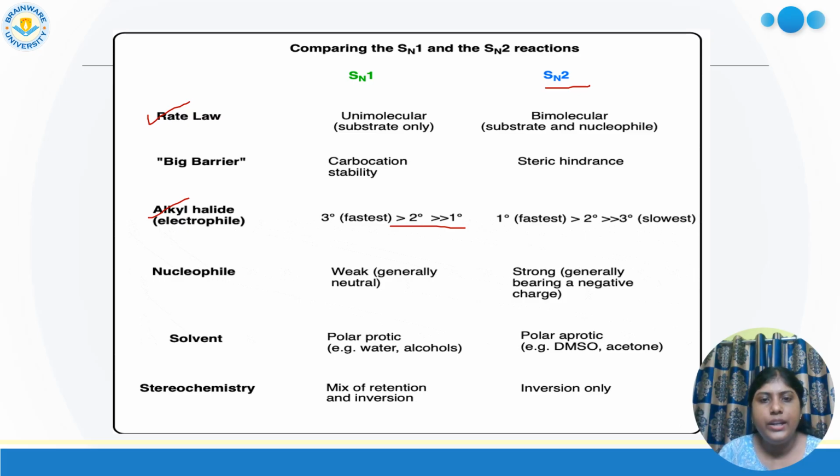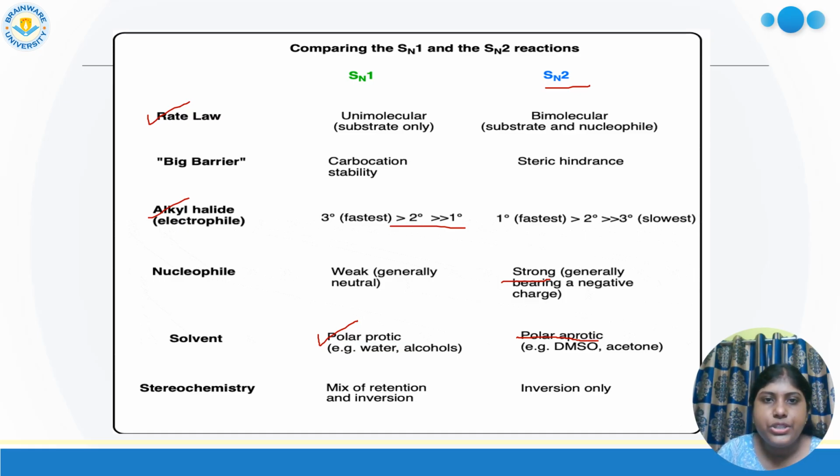Nucleophile: generally a weak nucleophile for SN1, and in case of SN2 reaction, a strong nucleophile is important. Solvent: in case of SN1 reaction, polar protic solvent is very important, and in case of SN2 reaction, we need polar aprotic solvent. If I use polar protic solvent, then it will form hydrogen bond with the nucleophile. So the nucleophile becomes so large, and the attacking power will be less due to bulkiness. That means the rate of nucleophilic reaction will be less.